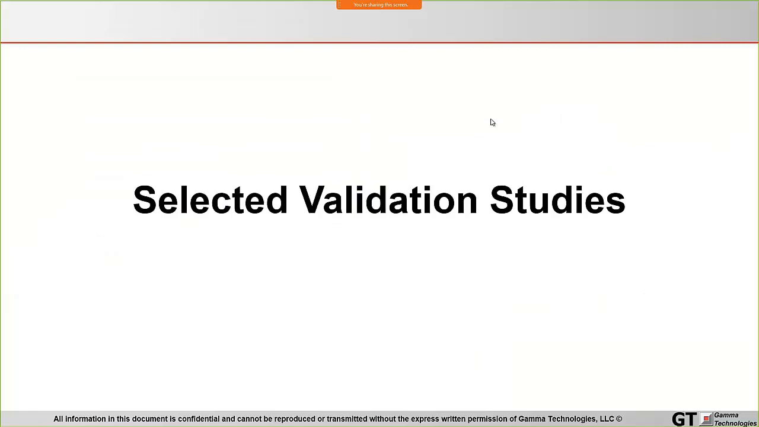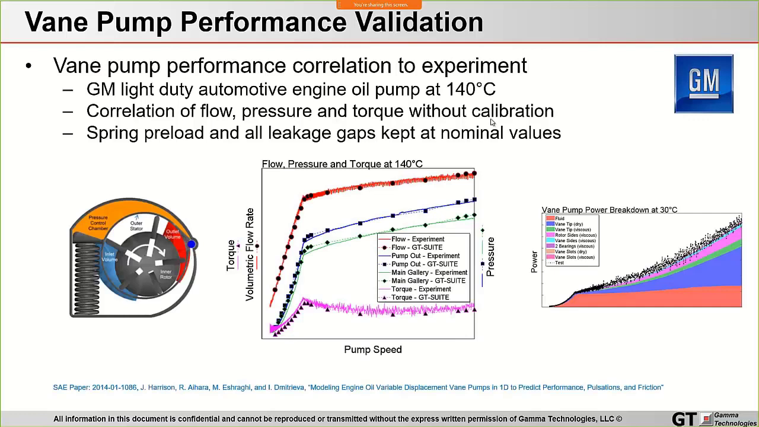Now I'm going to mention a few selected validation studies for a few different types of machines, and in later subsequent sections we'll be going over more details of these different types of machines. And so the first one we'll start out with is looking at vane pump performance inside an oil pump in an automotive application. And here you can see on the left-hand side, it's a pivoting style vane pump, and this was written in an SAE paper back in 2014.